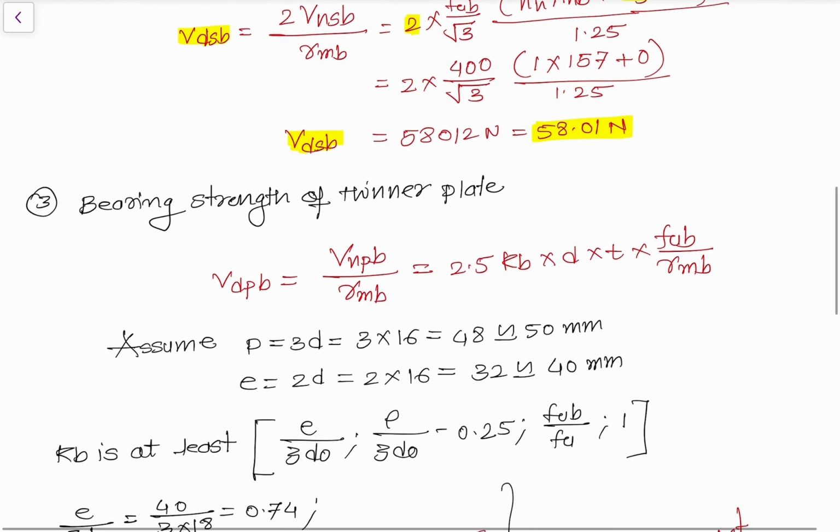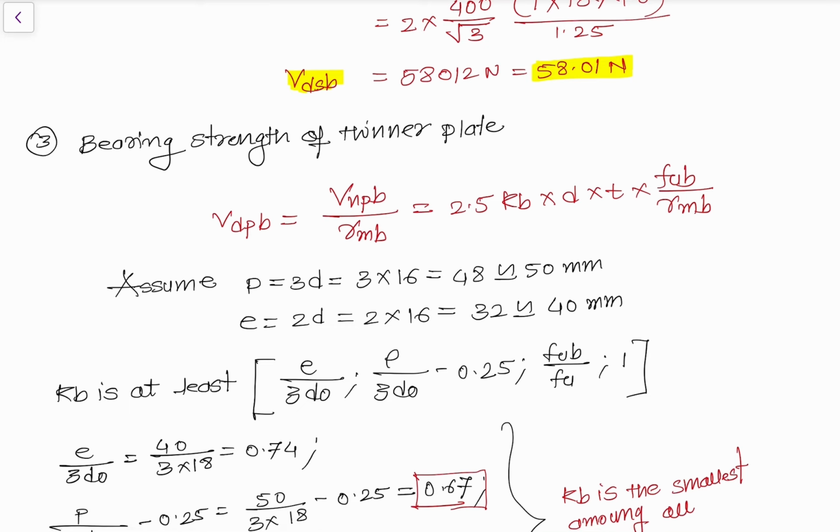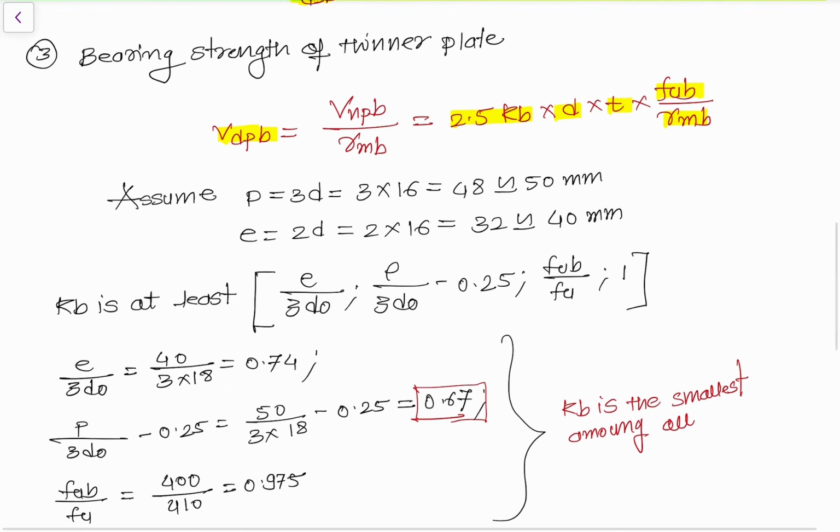Now let's identify the bearing strength of the thinner plate. So for that we are calculating VDPB. So the VDPB formula is very simple, guys. VNPB upon gamma MB. So the formula is simplified: 2.5 into KB into d into thickness into FUB upon gamma MB, right? As we all know, to calculate the KB, we need to calculate all these 4 parameters, and whatever is the smallest, we need to take that one.